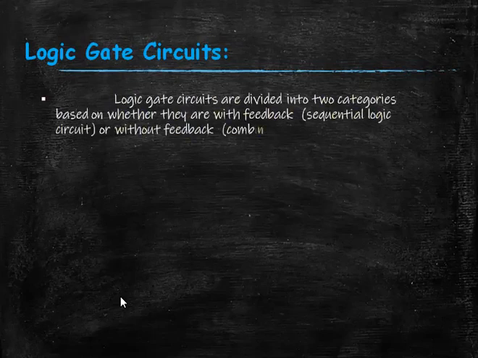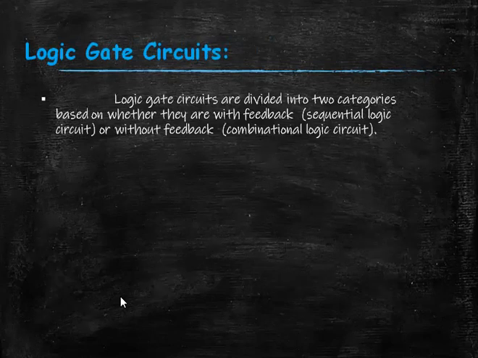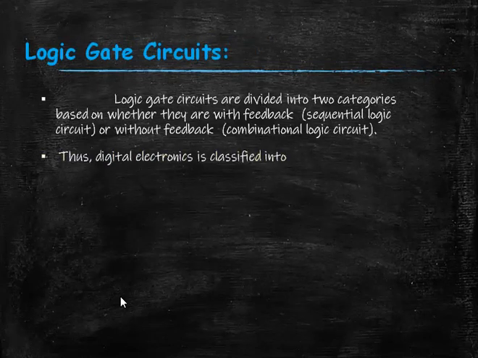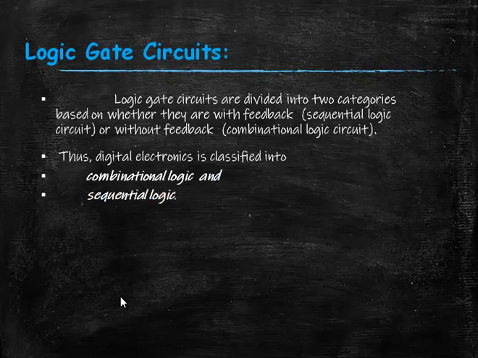In the previous classes, we have discussed logic gate circuits. Logic gate circuits are divided into two categories. One is combinational logic and the other is sequential logic.